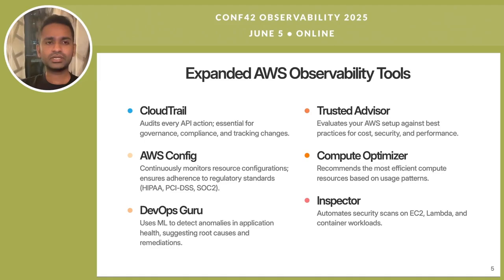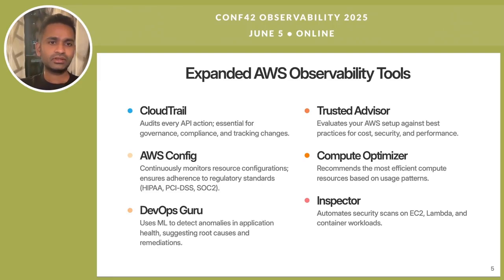The first one is CloudTrail. So CloudTrail audits every API action in an AWS account, essential for governance, compliance tracking, and tracking changes. So it logs any unauthorized attempt to access something, or it keeps a log of various services interacting with each other, or the users trying to access certain services. It will try to keep track of all those actions.